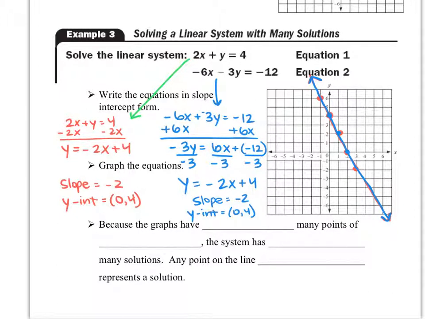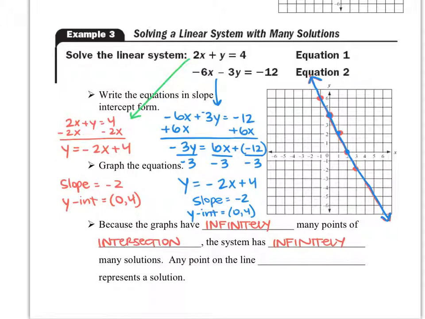And so, because the graphs have infinitely many points of intersection, the system has infinitely many solutions. Now, we have to be careful. We cannot say that it is all real numbers or all ordered pairs because that's not true. Not every ordered pair is a solution.